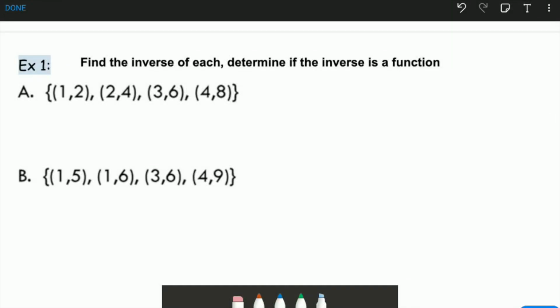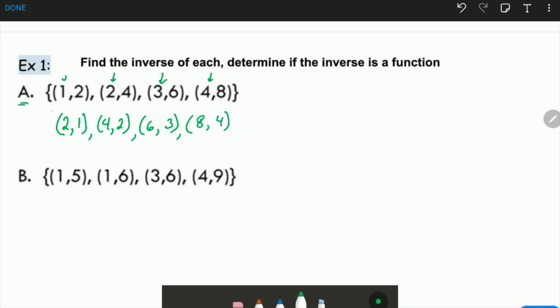So in this example, we're finding the inverse of each, and we're supposed to determine if the inverse is a function or not. If we look at a here, a is originally a function. You can see that none of the x values repeat, so the original is a function. We're not actually asked about that. That's just a bit of a side note. The inverse, however, when it comes to ordered pairs, literally just is switching x and y. Nothing too complicated with that. Switching x and y for each of our ordered pairs.